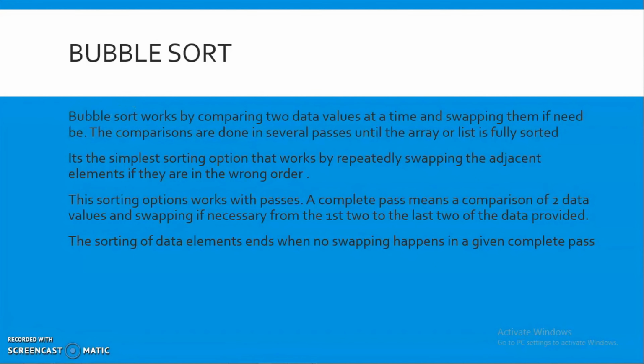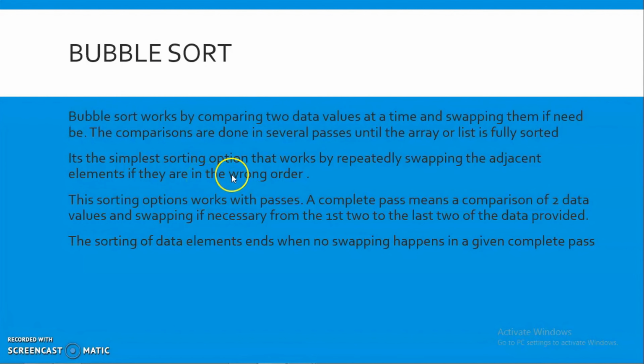Bubble sort. Bubble sort works by comparing two data values at a time and swapping them if need be. The comparisons are done in several passes until the array or list is fully sorted. So you are given a list which we are supposed to sort. It can be a list; another word you will be seeing is array. It's the simplest sort option that works by repeatedly swapping the adjacent elements if they fall in the wrong order.